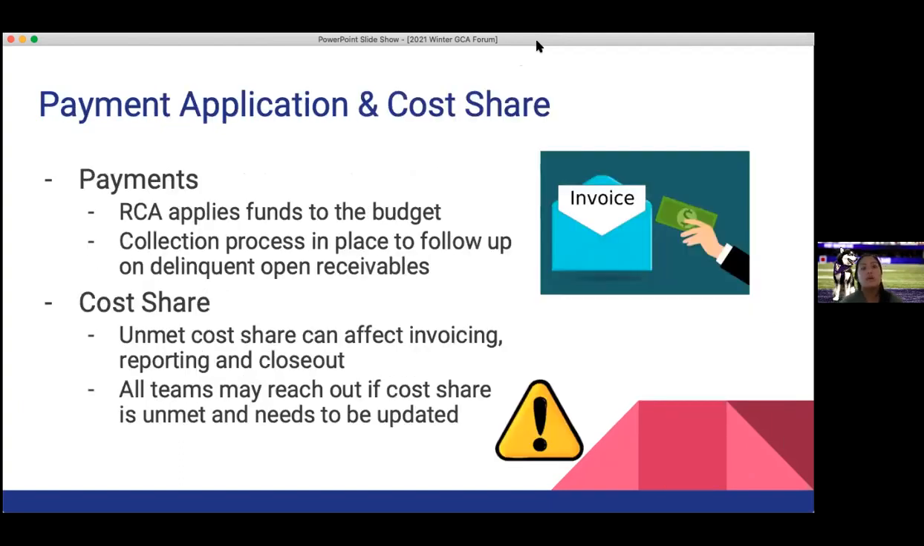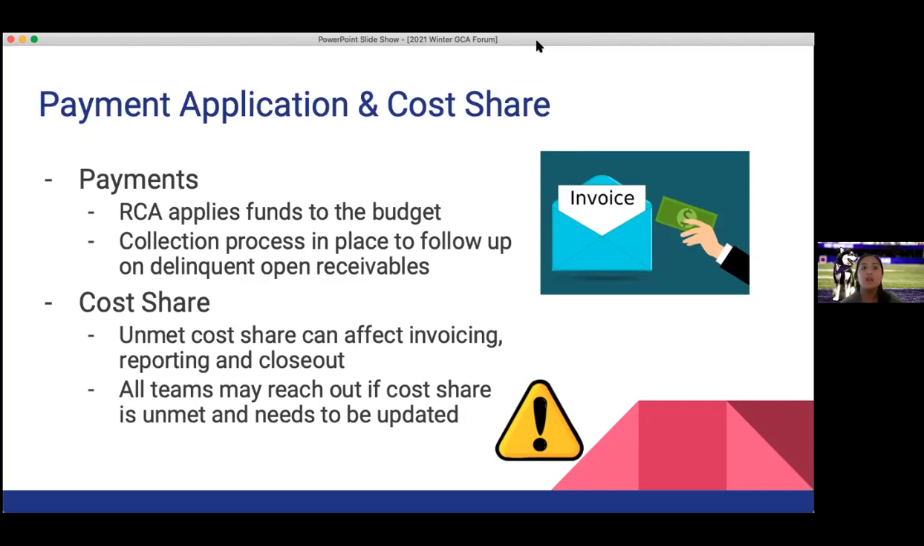For invoice payments, these are not directly followed up by our office, but we do work closely with our cash team, who ties those funds to the budgets, and we also follow up on open invoices once they have aged for 31 days. And for cost share, it is set up in our system at the time of setup, but you are responsible for entering the FEC cost share and then notifying us of the non-FEC cost share so that we can get those entered for you.